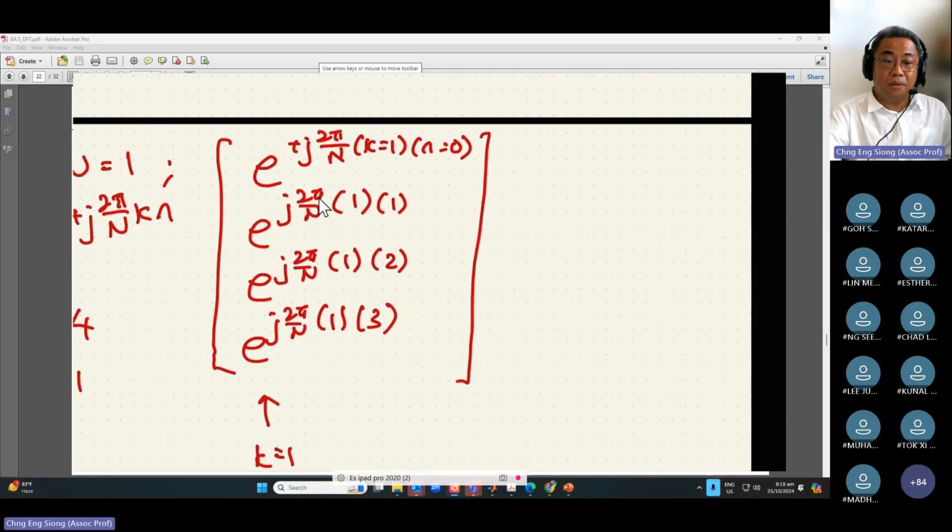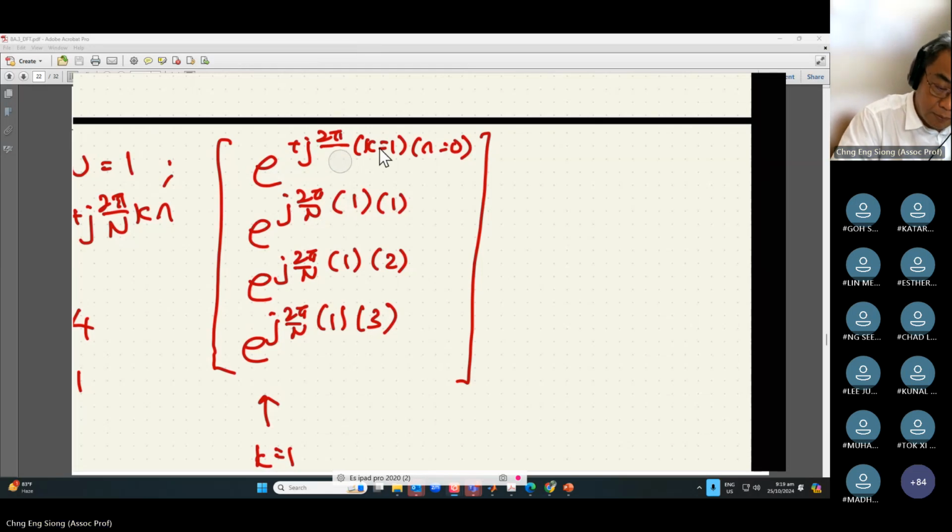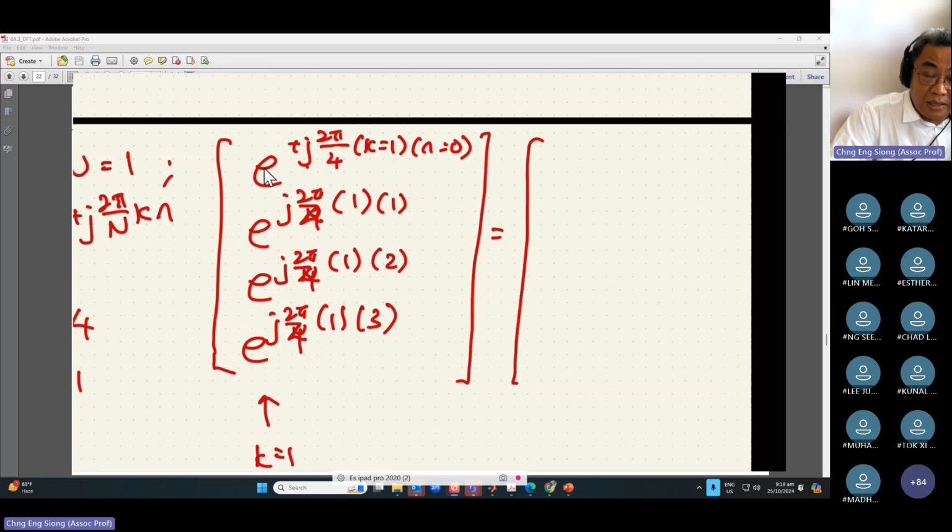Now let's substitute N equals 4 in our example. All the N becomes 4. Now let us illustrate this in terms of its magnitude, which is all 1. Very nice. Now we just pick up the phase. 2π over 4 is π/2, but n is 0, so π/2 times 0 gives 1 angle 0. Second guy, 2π over 4 is π/2 times 1, so this is π/2.